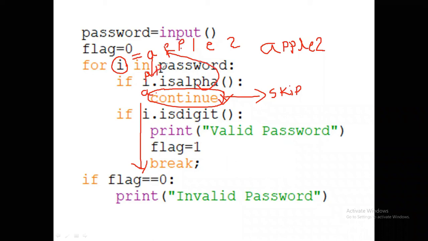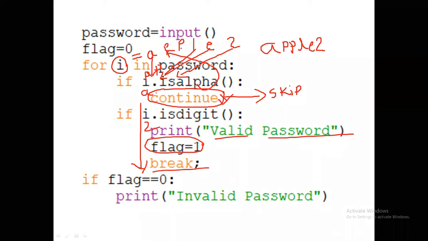P is also an alphabet, so again skip. L is an alphabet, skip. E is an alphabet, skip. Now the i value equals 2. Is 2 an alphabet? No. So go here: if i is a digit? Yes, 2 is a digit. So I print valid password and set this flag. We will discuss in a few moments why I write this. And I write break here.